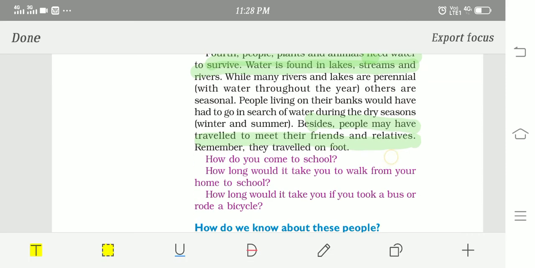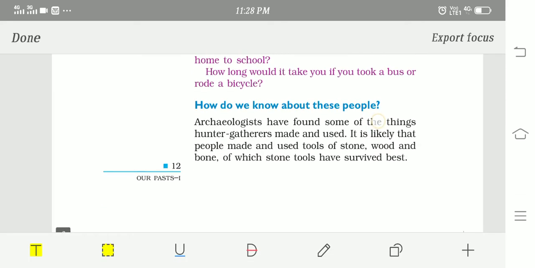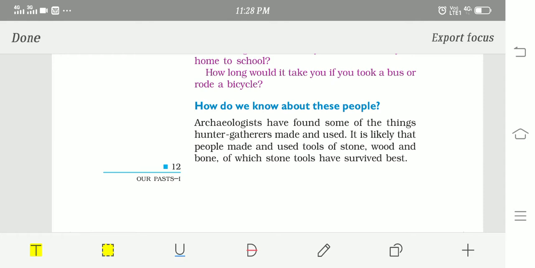Now let's go further. This is the next para. How do we know about these people? One more thing. As Tushar asked in the beginning of the chapter, were there trains? No. The question arises, what kind of vehicle did they use to travel from one place to another?